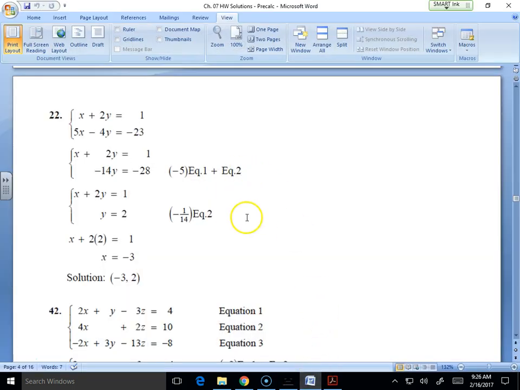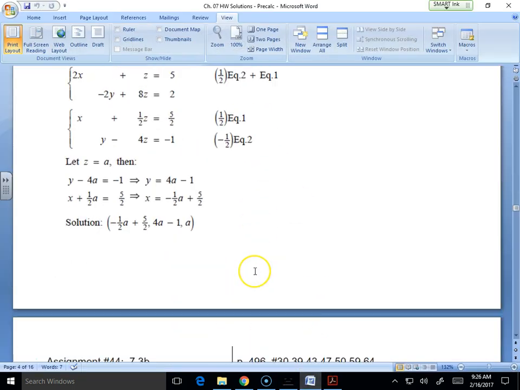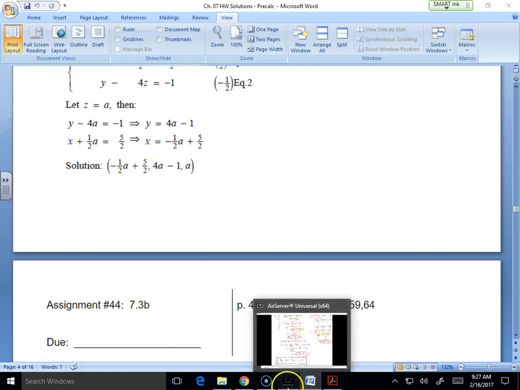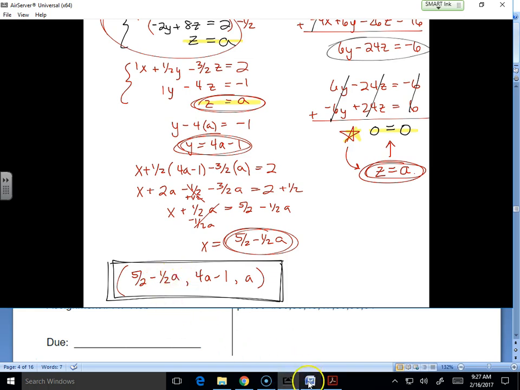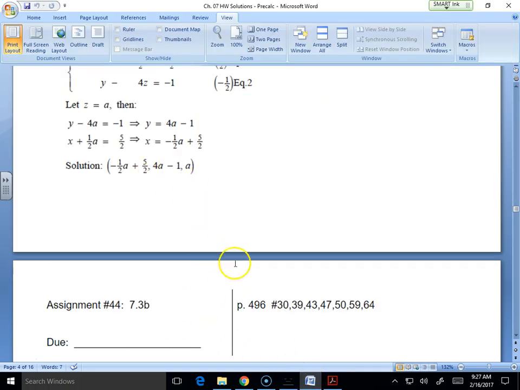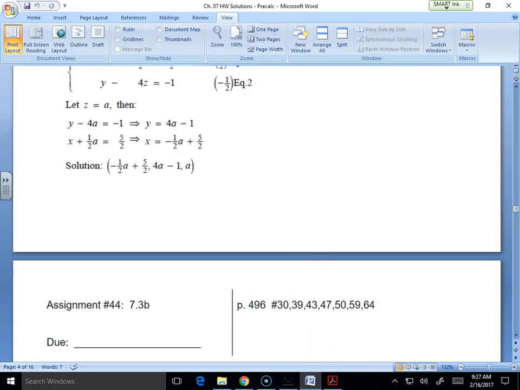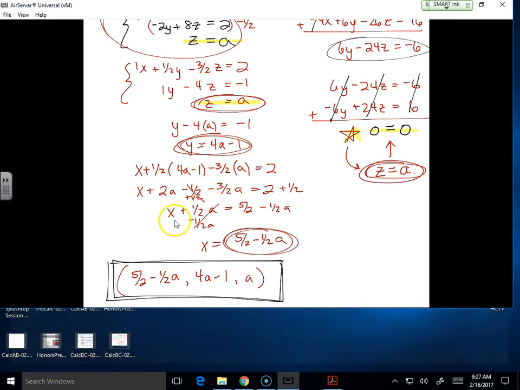I'm pulling up Microsoft Word. What is the solution? Let's see. Negative 1/2 a plus 5/2, or 5/2 minus 1/2 a. Did we get it? 5/2 minus, yep, we got it. 4a minus 1, got it. And then a. We got it. Let me get rid of that homework, because we just figured out number 42.